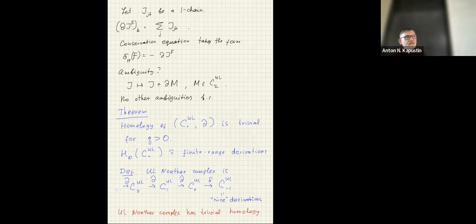Now it's a bit clearer that there are some obvious ambiguities. Even if you fix F and change J by del M, where M is some 2-chain, clearly that doesn't change the conservation equation. It turns out there are no other ambiguities, and in fact there's a more general theorem which says that the homology of this complex of UL chains is trivial for degree greater than 0. So anything closed is automatically exact in degree greater than 0. In degree 0, these are just finite-range derivations, like finite-range Hamiltonians. You can make it nicer if you augment this complex with derivations of finite range, because then the homology is literally 0 in all degrees. I call it the uniformly local Noether complex because it contains everything.